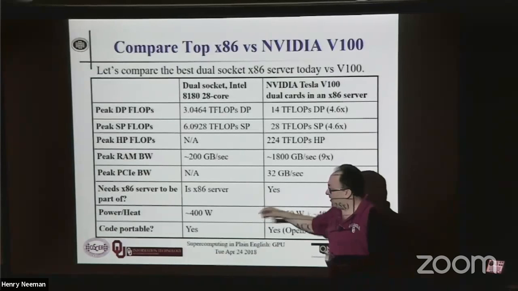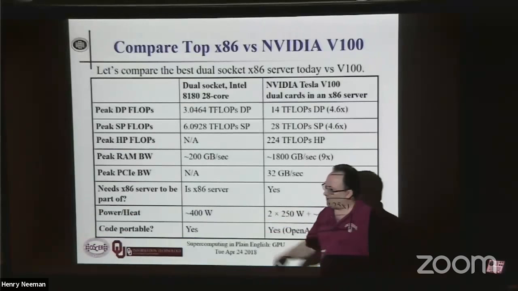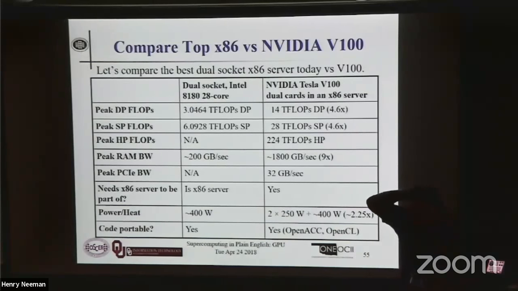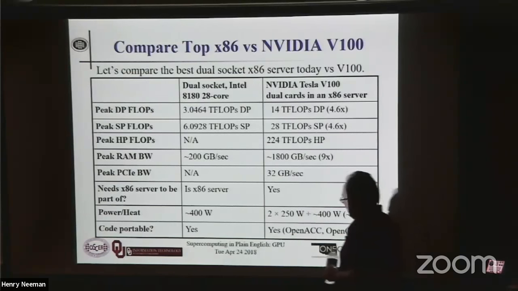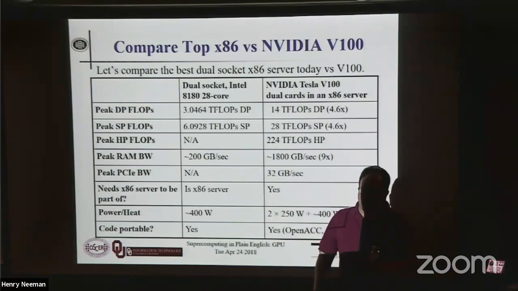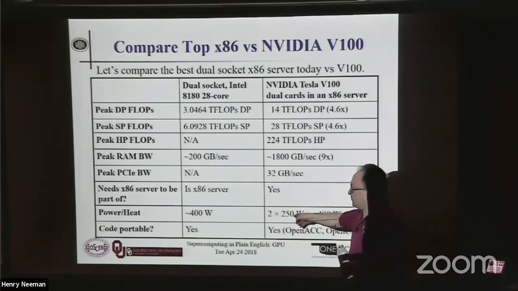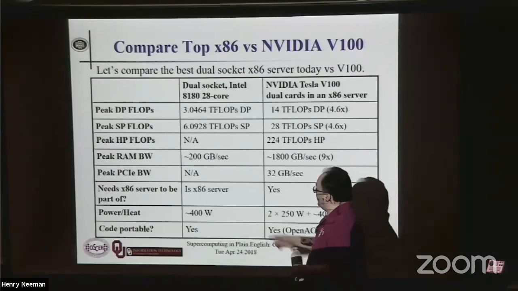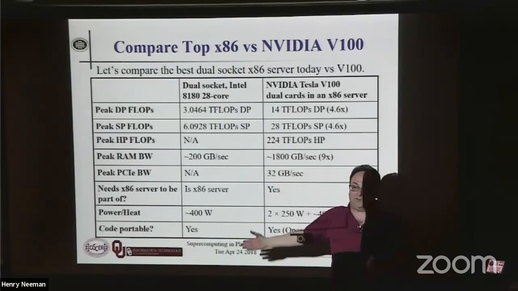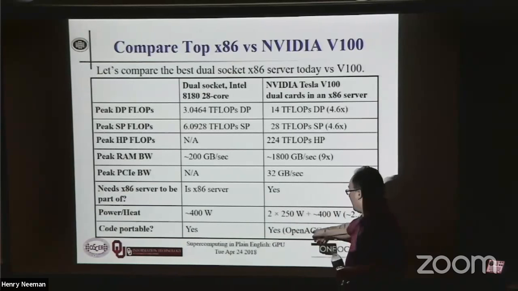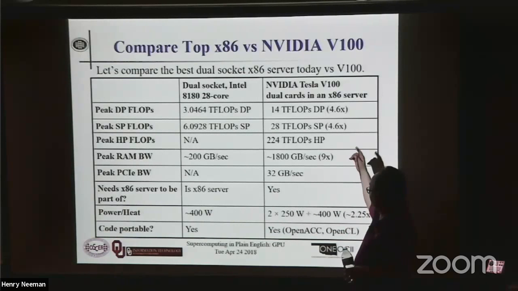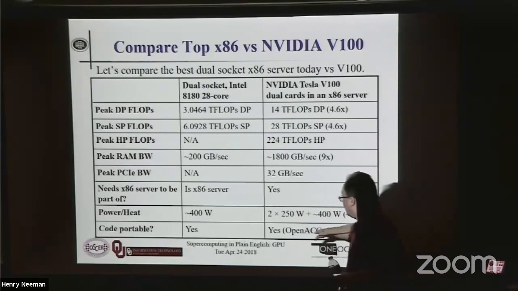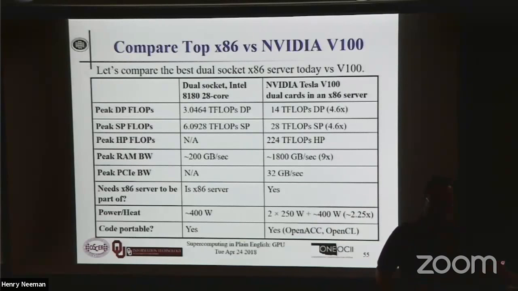All right, and then how much power and heat? I calculated this out for a particular server with particular specs and came up with, I think it was, 405 watts per server. If you stick the 2 cards in there, then that goes up by another 500 watts. So you're looking at 900 watts per server. And then is the code portable? Well, if you write it for CPU, it's very portable. If you use OpenACC or OpenCL for the NVIDIA cards, then the code is portable to other cards and to CPUs as well.